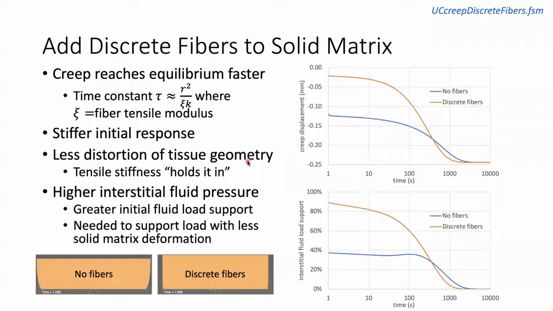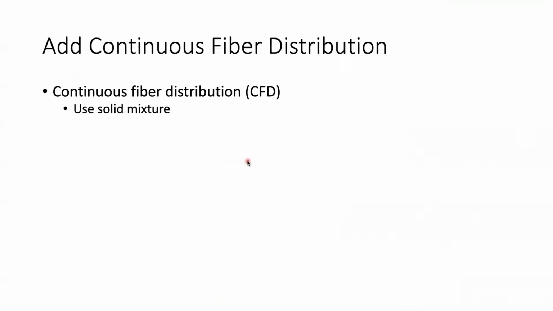Now, discrete fibers is one way of representing a biological tissue, but many biological tissues have a lot of collagen fibers going in multiple directions. So you can go ahead and add in your solid mixture a dozen fibers if you want, or you could say, I'd like to model a continuous fiber distribution. So that option is also available in FEBio. Whether one is superior to the other, there are pros and cons to both approaches.